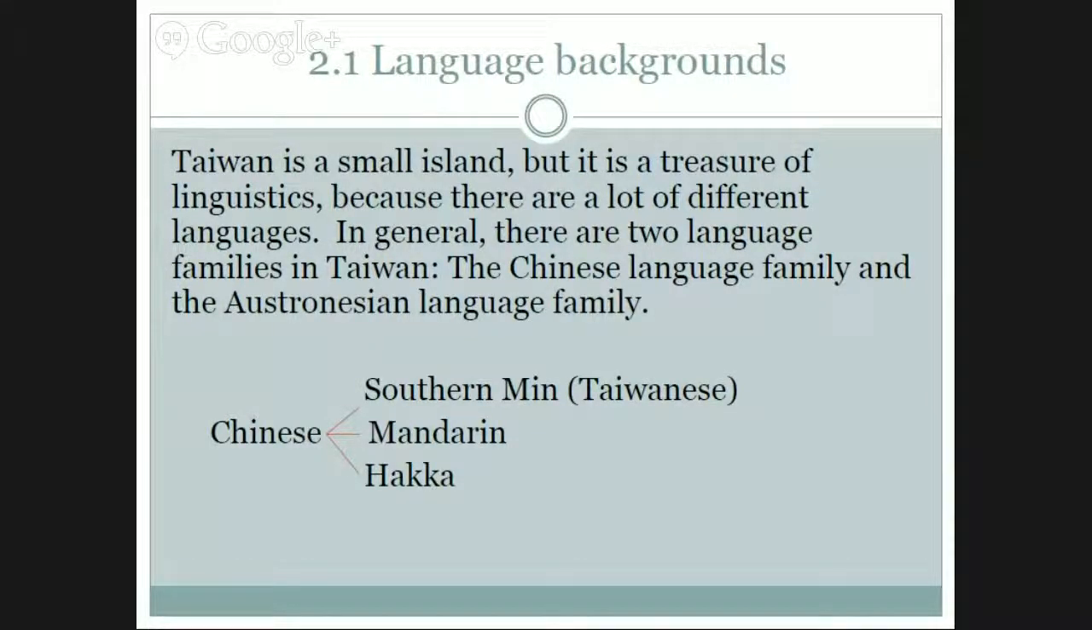Taiwan is a very small island, but it's a kind of treasure of linguistics because there are a lot of different languages spoken there. Basically, there are two language families. One is the Austronesian languages, and the other is the Chinese language. The main focus is the Chinese language. There are three main dialects, each entirely unintelligible to the others. Southern Min is so-called Taiwanese, and Mandarin is the lingua franca in Taiwan. Hakka is a minority language.